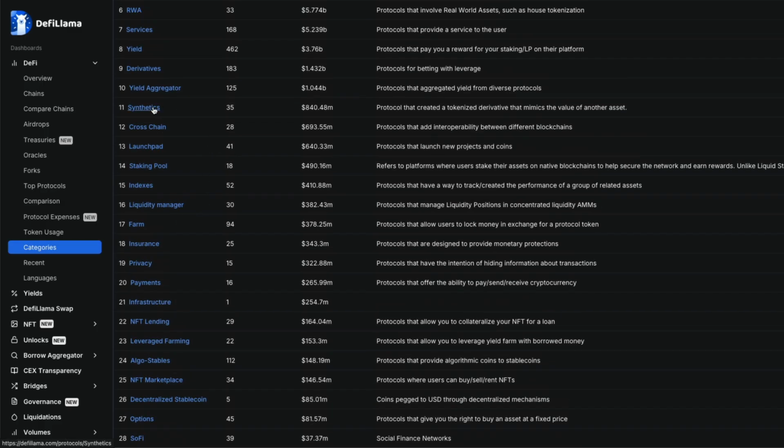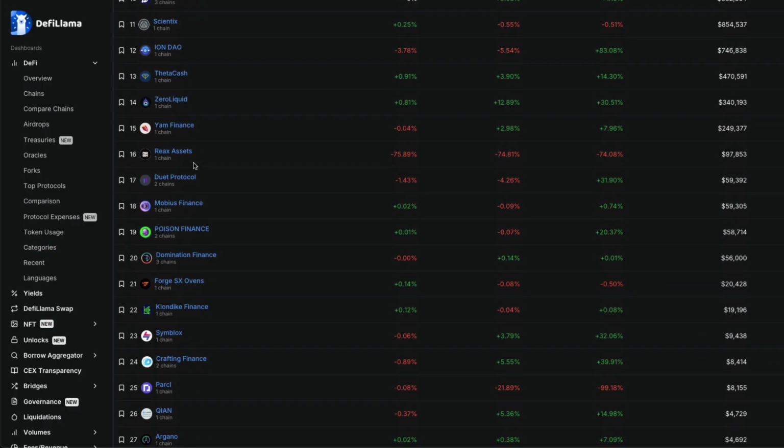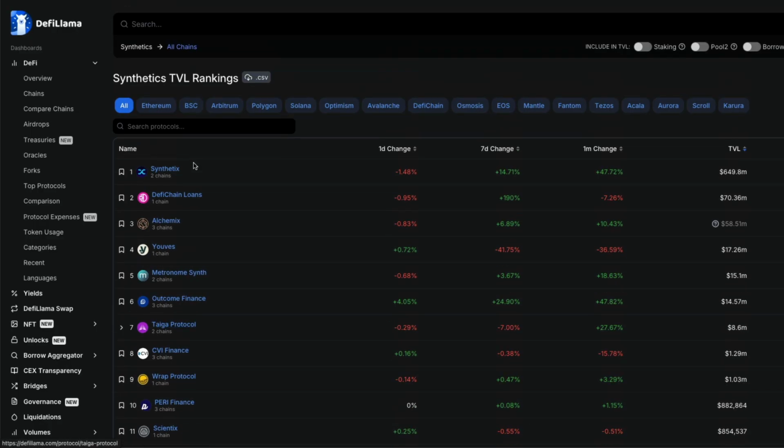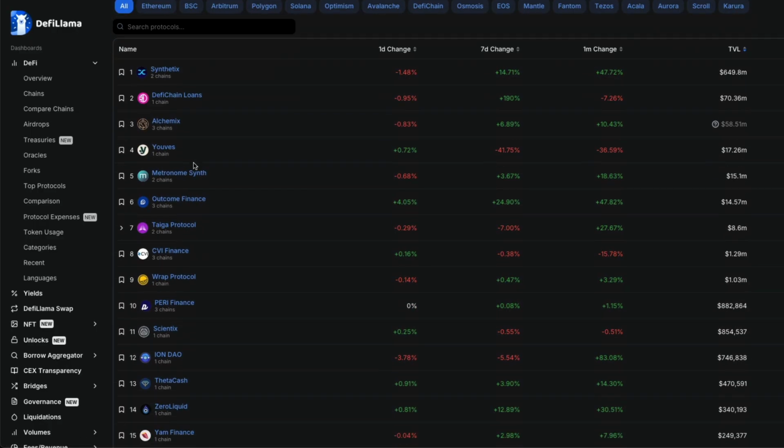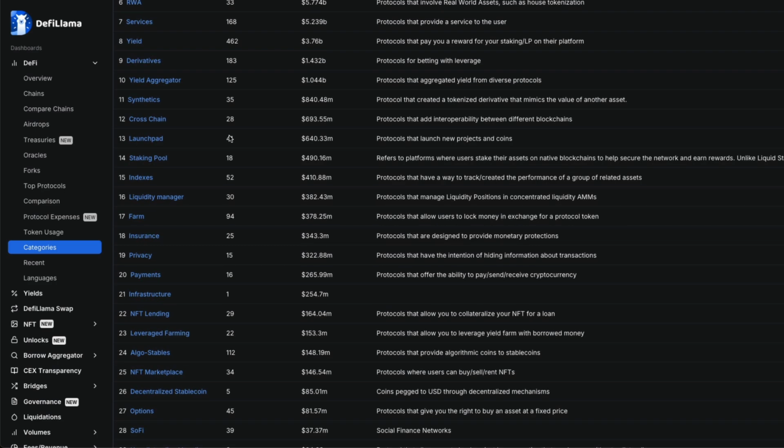A really interesting one is synthetics, for example, which is a token derivative that mimics the value of another asset. So some of these will try to mimic stocks, actually, and do synthetics of other assets that are out there in the world, such as gold and other ones. They could obviously be a little bit more risky too, but definitely lots of interesting categories of DeFi to explore.